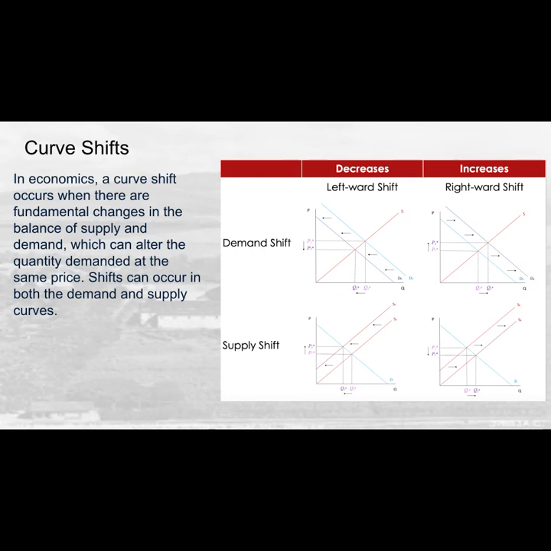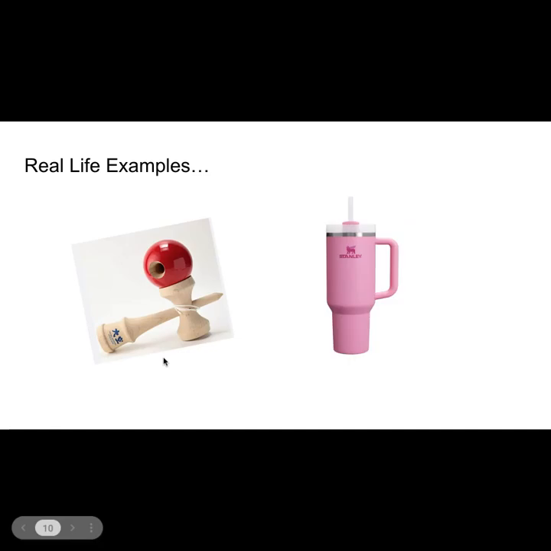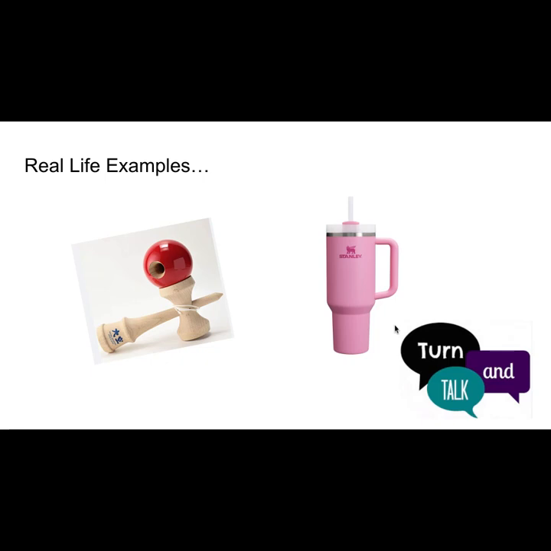Then the teacher will describe the curve shifts and when they would occur, as well as their impact with demand and supply. Next, the teacher will mention a few life examples. That includes a kendama and then the Stanley Cups. The teacher will provide these examples and then prompt students to do a turn and talk of the key terms and their relation to the supply and demand of these products.